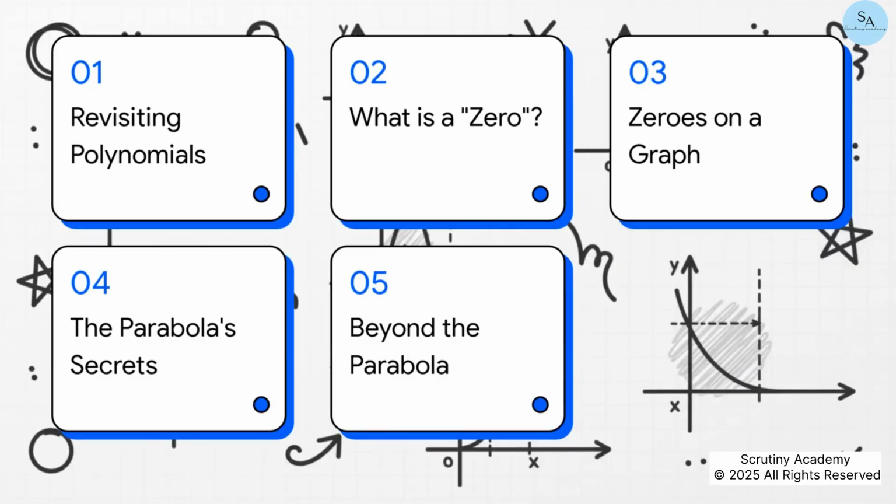So here's the plan. We'll start with a super quick refresher on what polynomials even are. Then, we'll figure out what a zero is in the world of pure algebra. And after that, this is where the fun really begins. We're going to translate that idea onto a graph, uncover the secrets of the classic parabola, and finally, discover a really powerful rule that ties it all together.